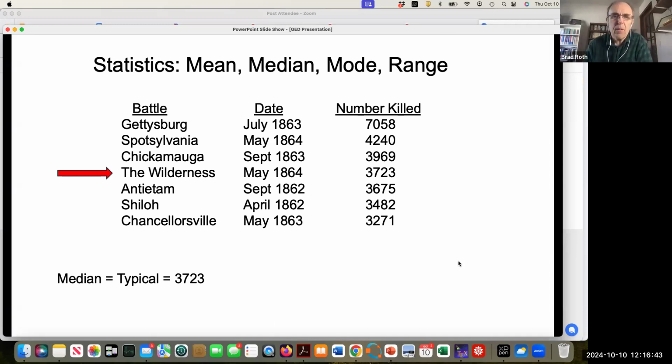And if there happens to be an even number of data, you take the average of the two middle ones. But if there's an odd number, it's just the middle value. So that's the median and the mean. And sometimes the mean can get thrown off by one big outlier.